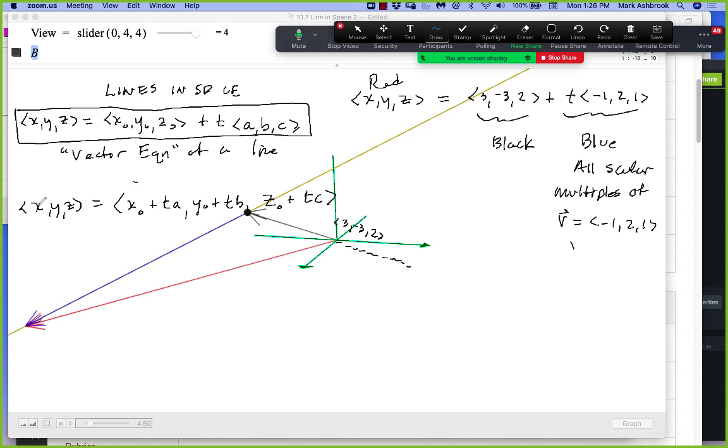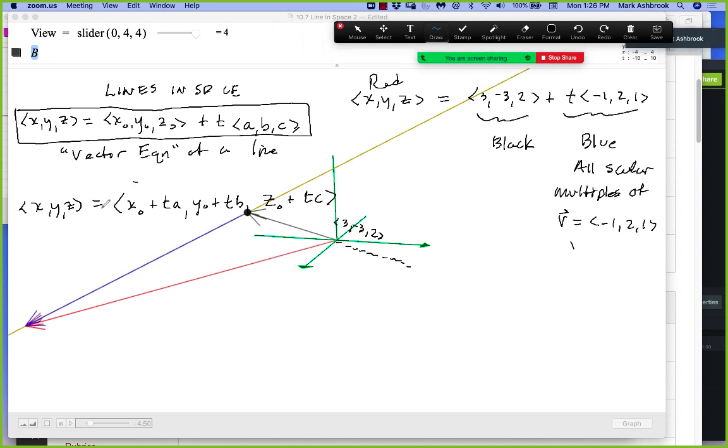And when you do that, you see that x equals this, y equals this, and z equals this. So you get x equals x naught plus ta, y equals y naught plus tb, and z equals z naught plus tc.